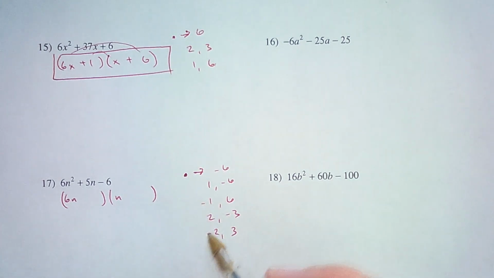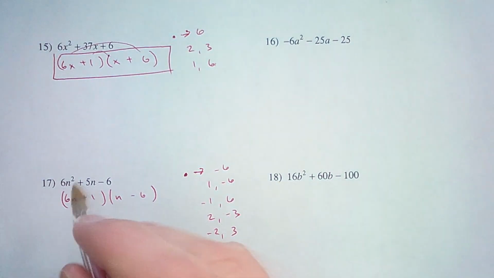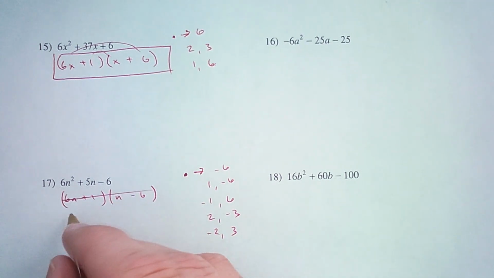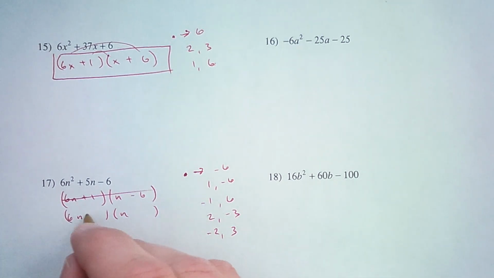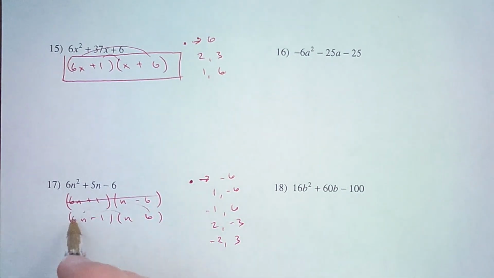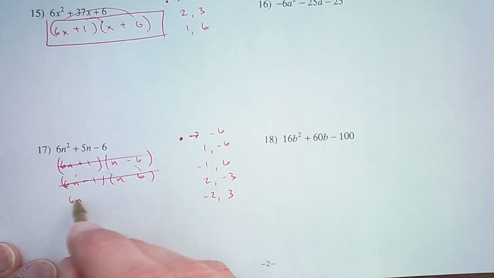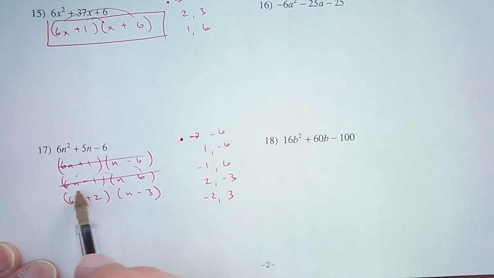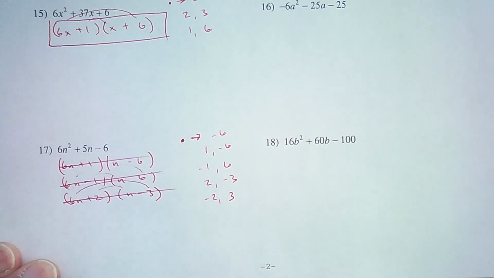Okay, so how about if I put plus 1 and a minus 6? So I'll just try this first pairing, and I get negative 36 plus 1. Well, that's not going to work. Okay, so what if I try again with negative 1 and positive 6? Then I get 36 minus 1. That's not going to work. Okay, so how about 2 and negative 3? So 6n plus 2 and n minus 3. And then I get negative 18 plus 2. That's negative 16, not 5.